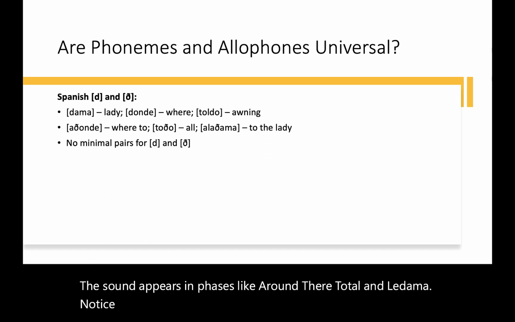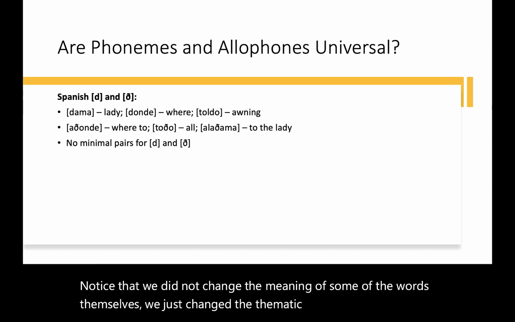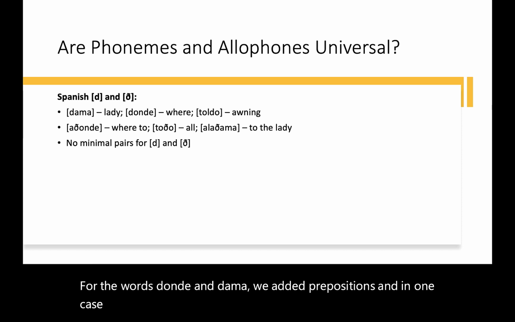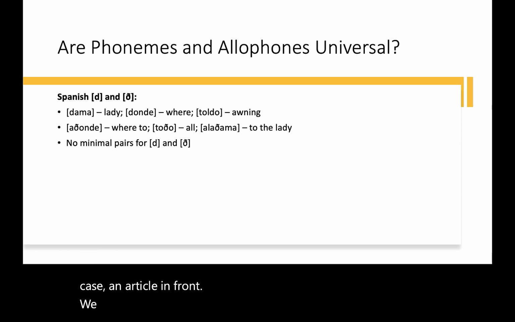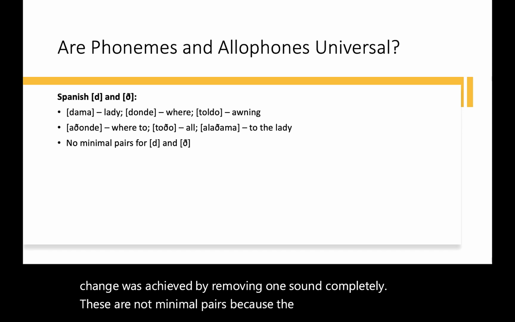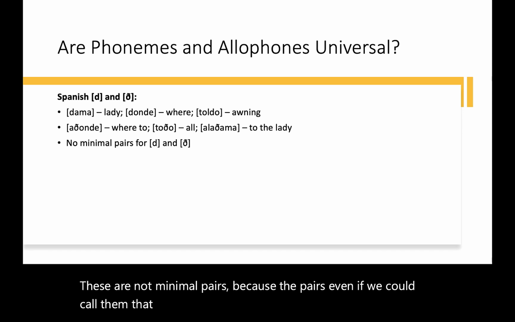Notice that we did not change the meaning of some of the words themselves, we just changed the phonetic environment in which they occur. For the words donde and dama, we added prepositions, and in one case, an article in front. We did change the word toldo to todo, but in this case, the change was achieved by removing one sound completely. These are not minimal pairs because the pairs, even if we could call them that, do not have the target sounds d and th in identical phonetic environments.